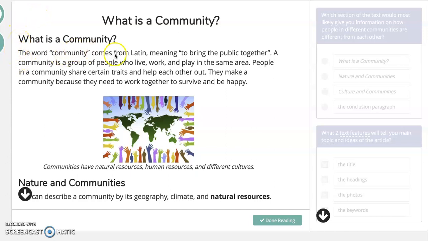The word community comes from Latin, meaning to bring the public together. Let's see if I can highlight this now. Aha, I can. So to bring the public together. A community is a group of people who live, work, and play in the same area. So this is our definition. People in a community share certain traits and help each other out. They make a community because they need to work together to survive and be happy.